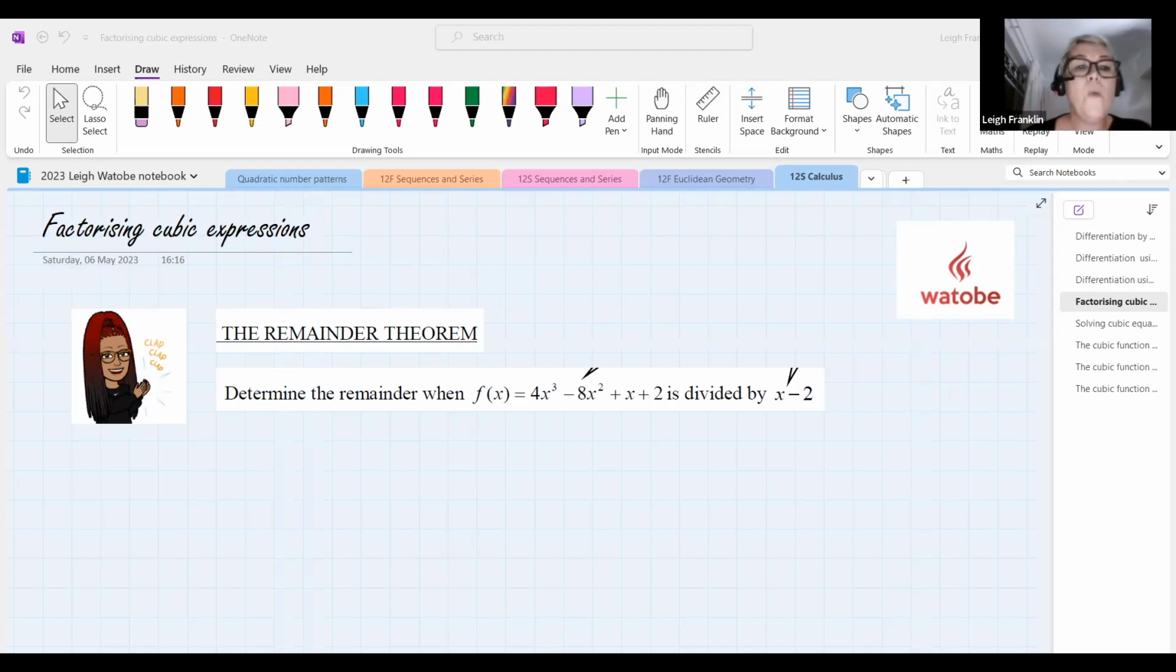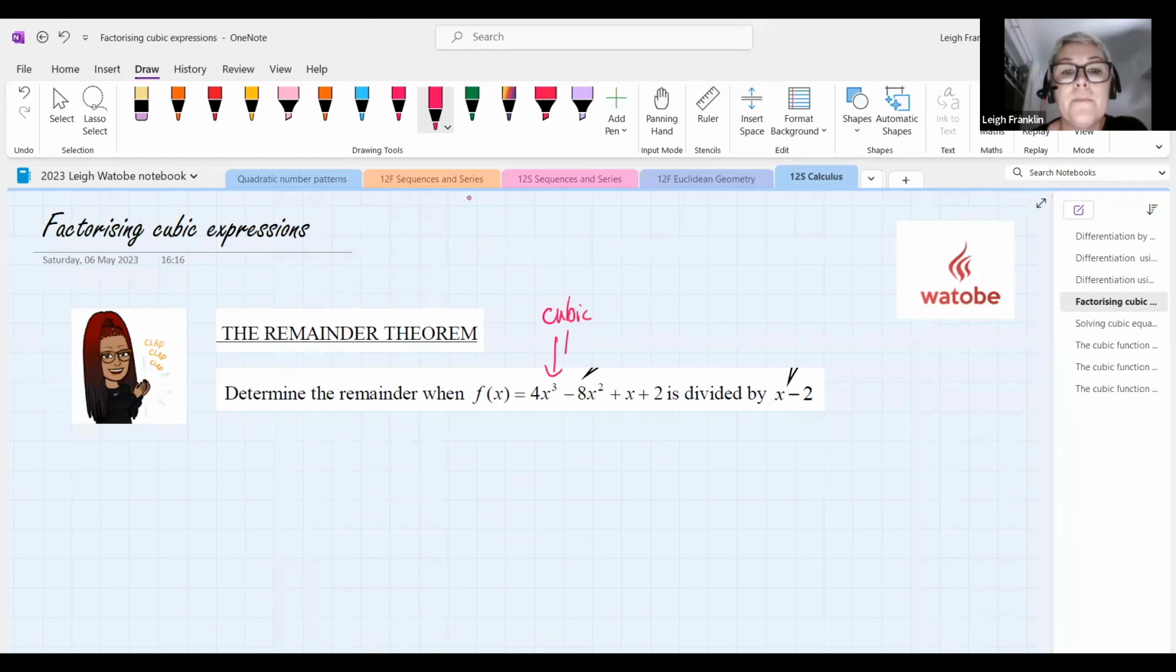Okay, so the way that a remainder theorem works is fairly simple. This expression f of x is our cubic polynomial, and this x minus 2 over here is our linear polynomial. When they ask us to determine a remainder, it's the same idea as this.